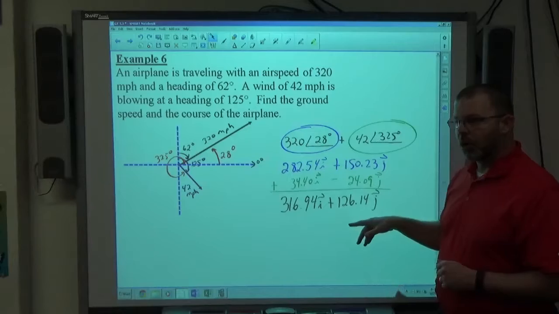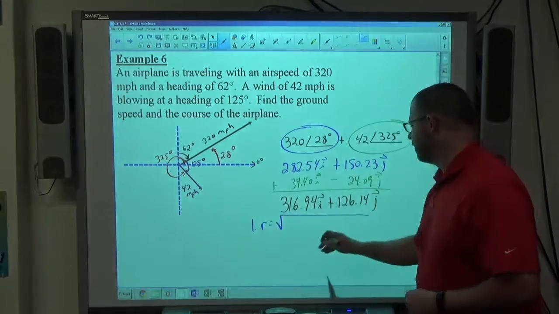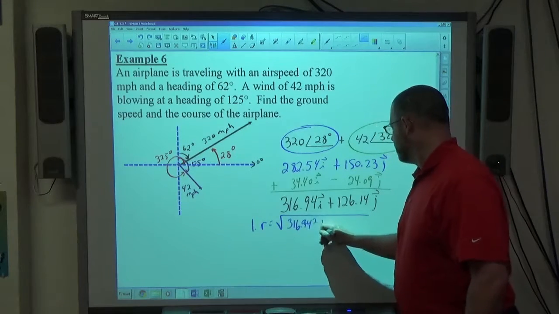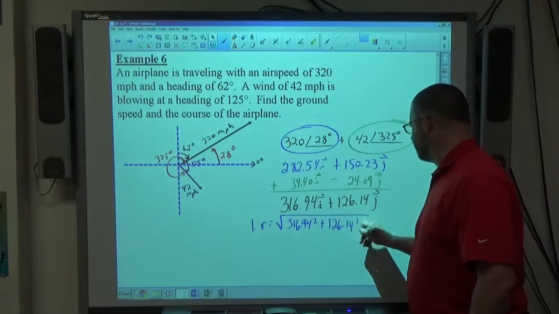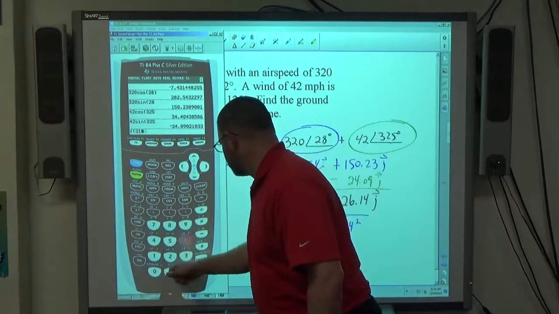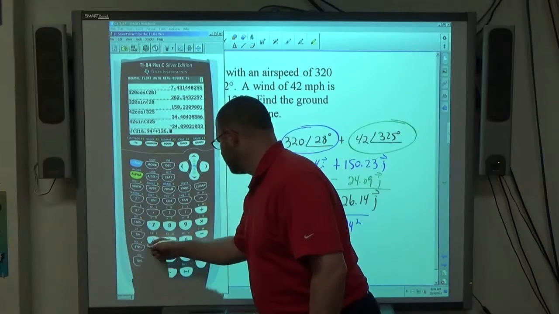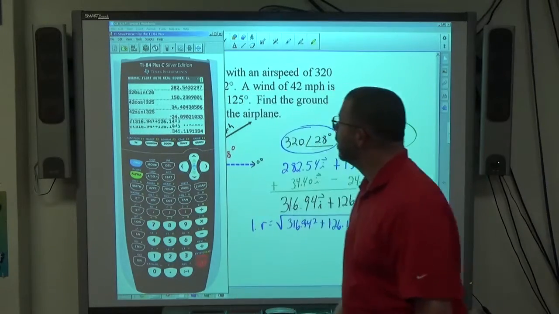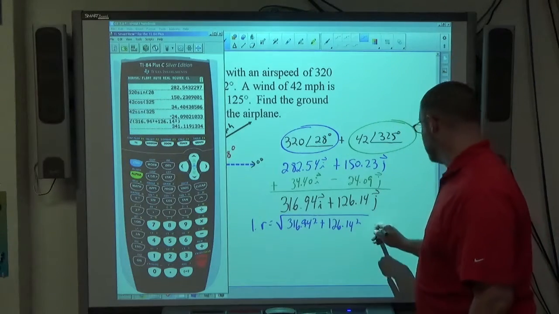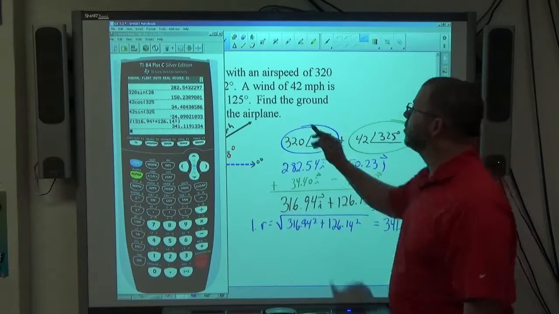So then we want to go back to polar form. Step 1: the magnitude is equal to the square root of the sum of the squares of these two things. So 316.94 squared plus 126.14 squared comes out to 341.119, so 341.12. And that's the actual speed the plane's going to be flying.